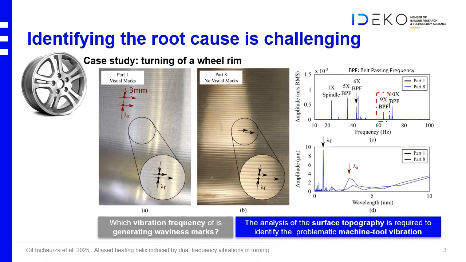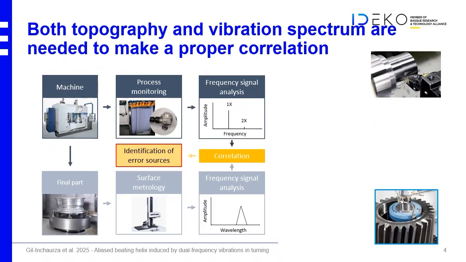You see that there are many different components, and to identify which one is problematic is difficult. So for that, we developed a methodology so that we can analyze both the surface topography and the vibration spectrum to make a proper correlation of the issue in the surface finish. Indeed, we are looking at the frequency contents during the process, and we are also looking at the wavelengths and the number of helixes that we get on the part.